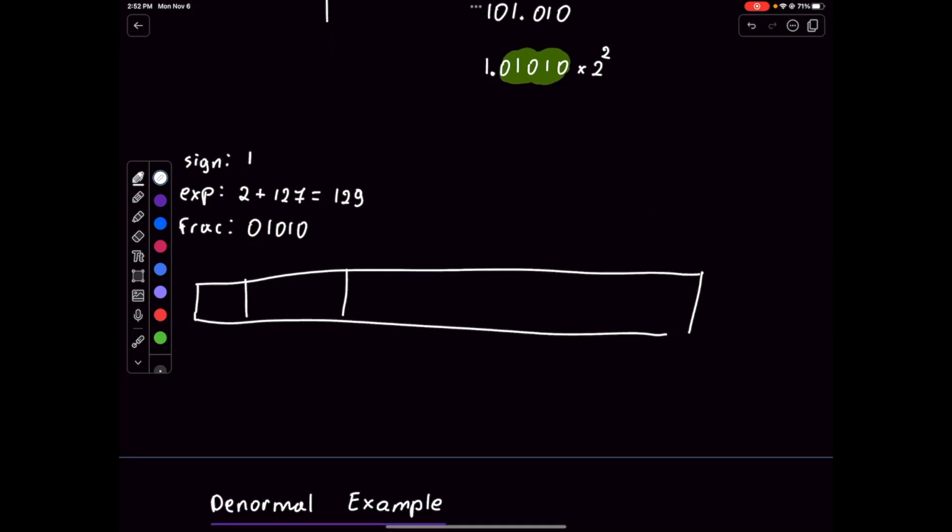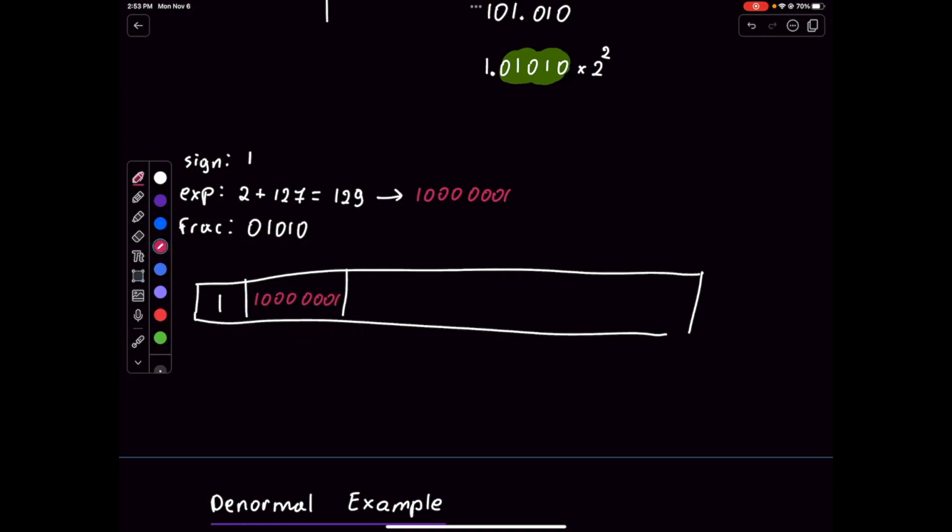So for the sign, we know it's 1. For the exponent, well, let's convert this into binary. So that would just be 1, 0, 0, 0, 0, 0, 0, 1. Because we know this is 128. This is just another 1. That'll be 129. So that is our value. We could just copy that over here. All right, beautiful.